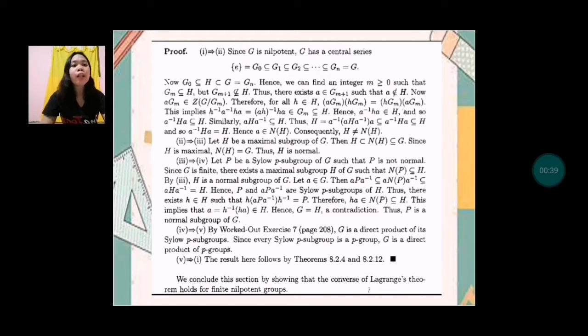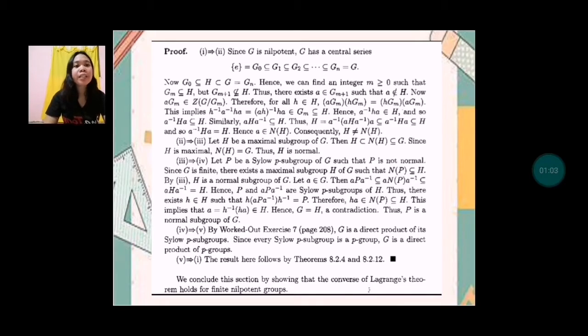The second condition implies the third condition. Let H be a maximal subgroup of G. Then H is a proper subset of N(H), and N(H) is a subset of G. Since H is maximal, N(H) equals G. Thus, H is normal.